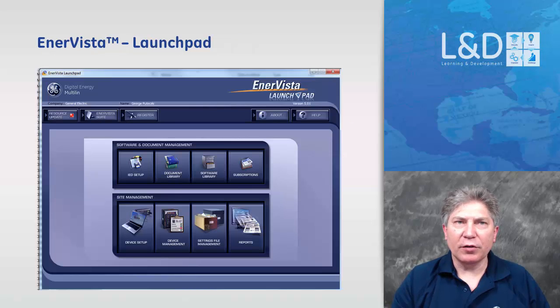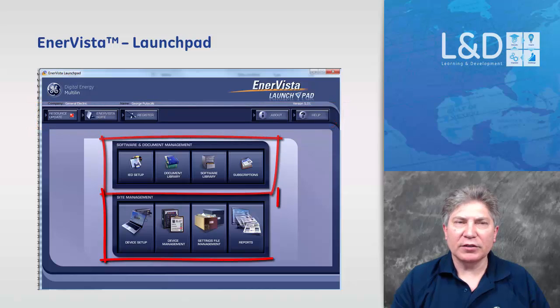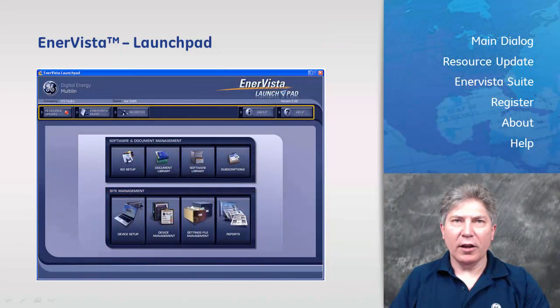This is the main screen of EnerVista Launchpad. It is broken down into three sections: the main dialog, software and document management, and site management. The main dialog consists of resource update, EnerVista suite, register, about, and help. Let's take a look at each one.